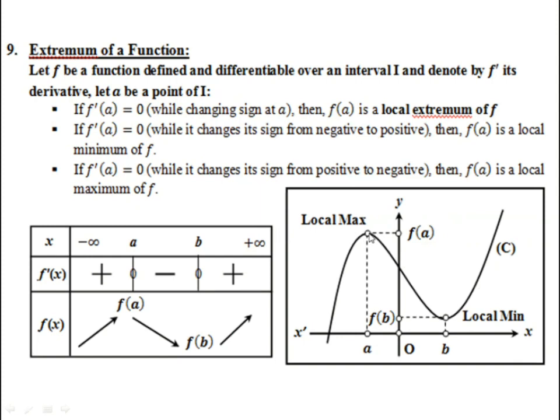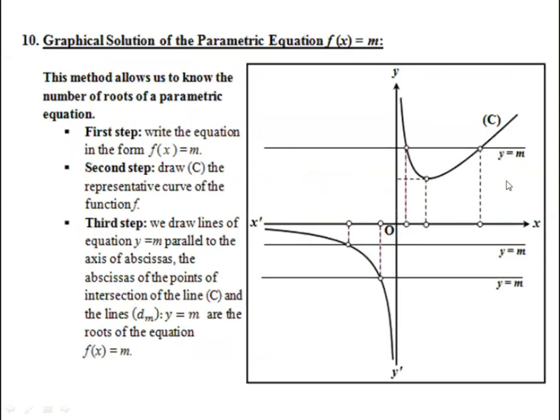So at the maximum point A and at the minimum point B, the derivatives are 0. So f prime at A is 0, and f prime at B is 0. Here we have the maximum, here we have the minimum. So the maximum is f of A, and the minimum is f of B. The maximum is at A, and the minimum is at B.